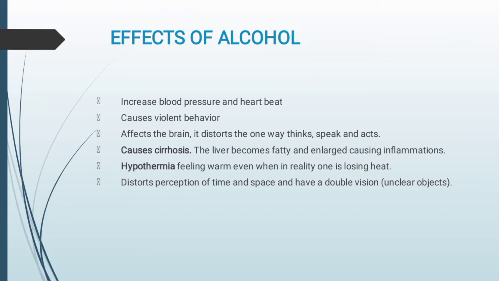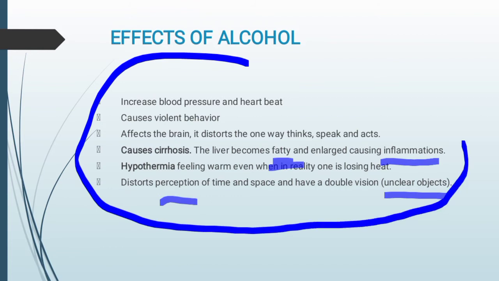It causes cirrhosis. What is cirrhosis? The liver becomes fatty and enlarged, causing inflammations of the liver. It causes hypothermia, feeling warm even when in reality one is losing heat. You feel warm. Even if it's cold, you'll be feeling like it's warm because of alcohol. It distorts the way the brain functions, so senses will not be transmitted normally. It distorts perception of time and space and causes double vision, unclear objects. You start seeing double things. There is one cup, you are seeing two cups. Okay. It's because of alcohol. These are the effects of what? Alcohol. Good.